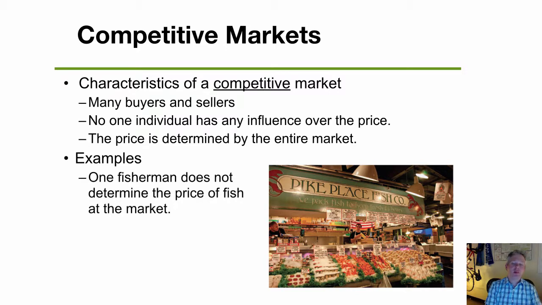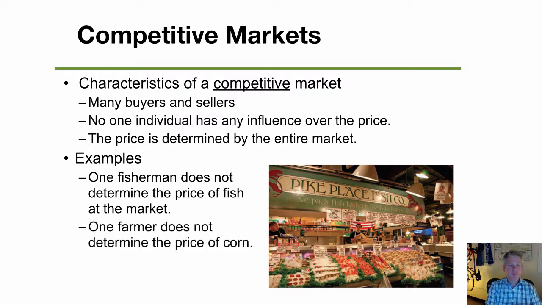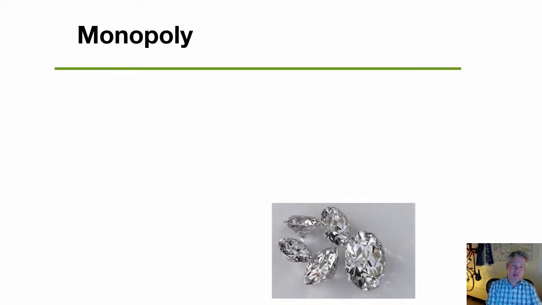Here are some examples. One fisherman does not determine the price of fish at a fish market. If he sets it too high, he won't be able to sell the fish. If he sets it too low, he won't make as much money as he could, and he may not cover his cost. So there are lots of buyers for the fish, lots of sellers for the fish, and the price emerges from all of that negotiation and exchange. One farmer doesn't determine the price of corn. The price of corn is set by all the buyers and all of the sellers, and it emerges from the market.